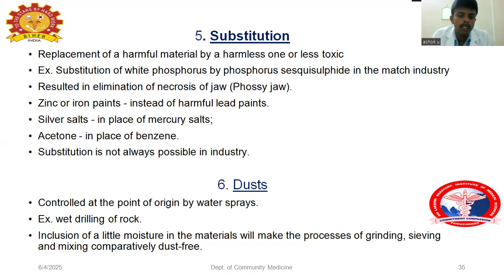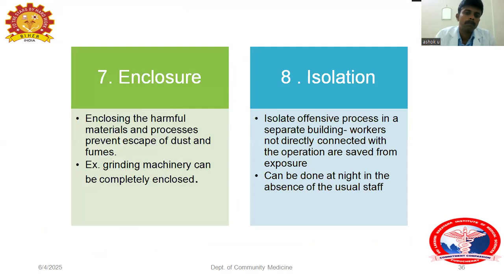Next is process, where there is control at the point of origin by process change. For example, wet methods keep moisture in the materials and make the processes of grinding, sieving, and mixing comparatively dust free. Next comes enclosure, that is enclosing the harmful materials in processes to prevent the escape of dust and fumes. For example, grinding machinery can be completely enclosed.